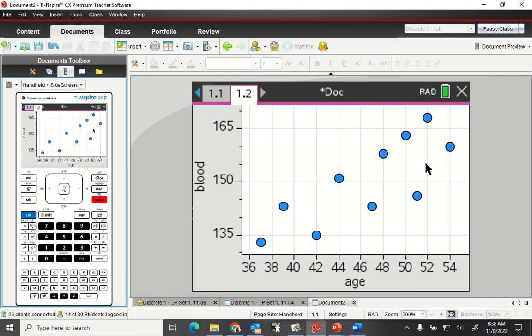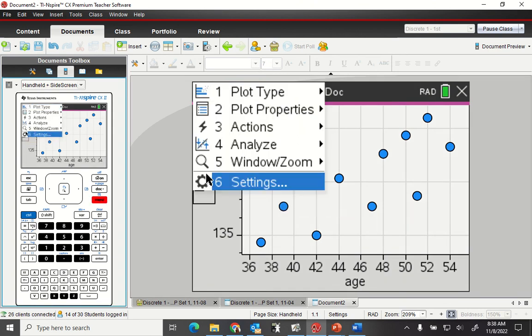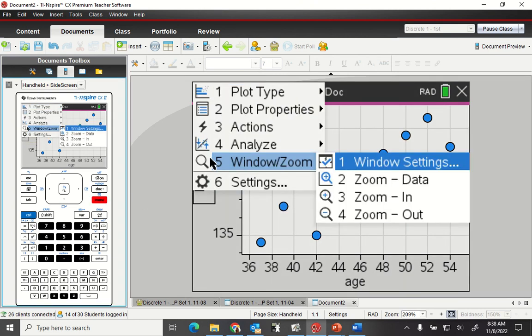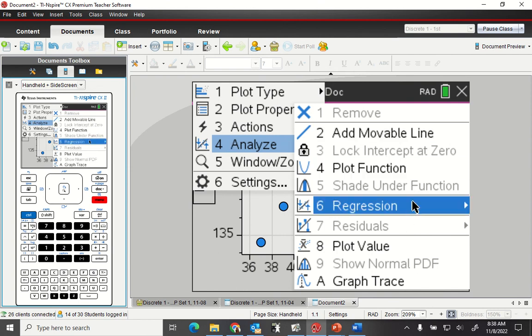Uh-oh. Why you no worky? All right. Try it again. Menu. There we go. Analyze. And what do you think I'm looking for? Regression, right? So that's the one we're looking for. Analyze, and then I want the regression.